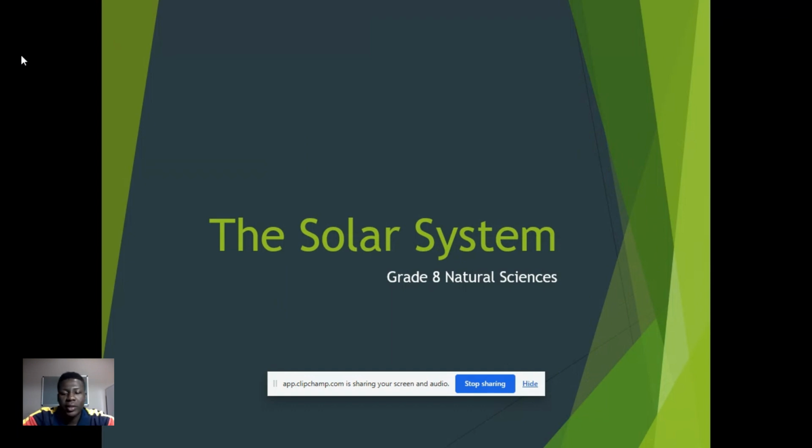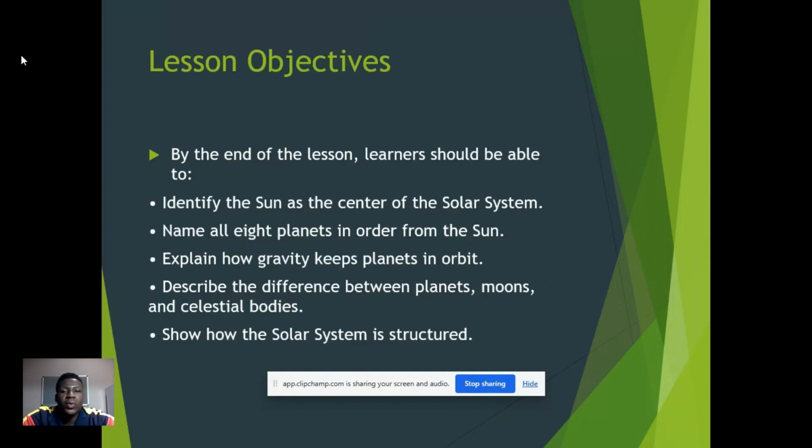For grade 8. Okay. So when we look at the lesson objectives, or things that learners should know by the end of these sections, learners should be able to identify the sun as the center of the solar system, and name all 8 planets in order from the sun.